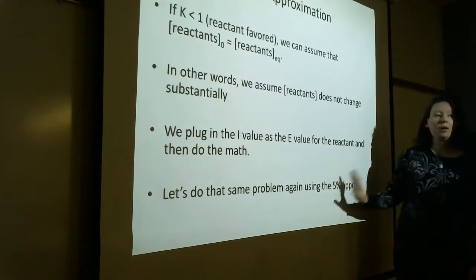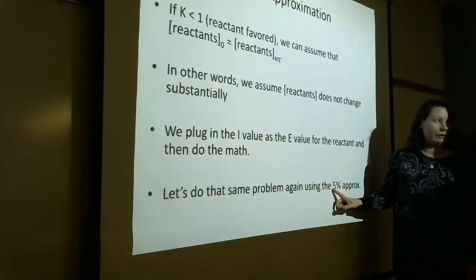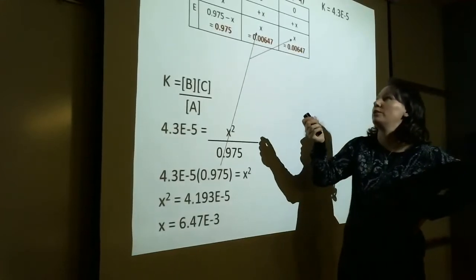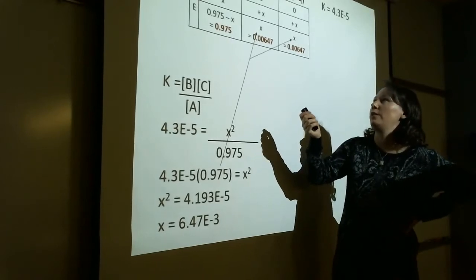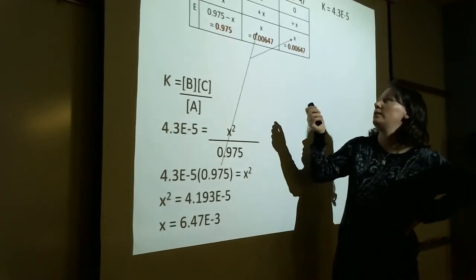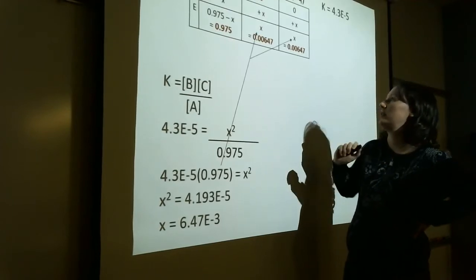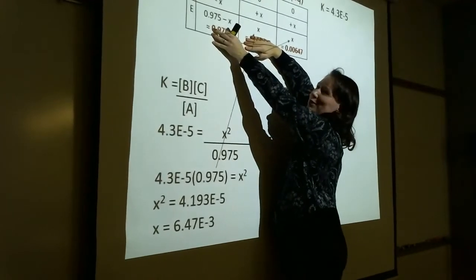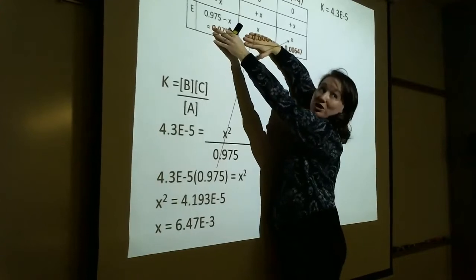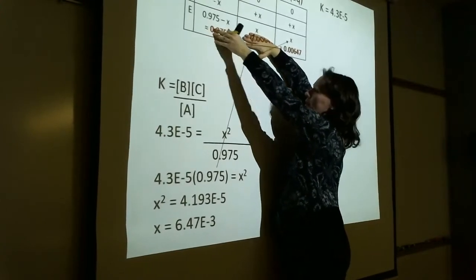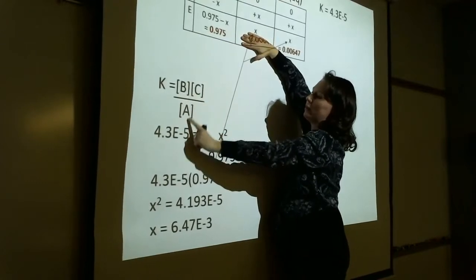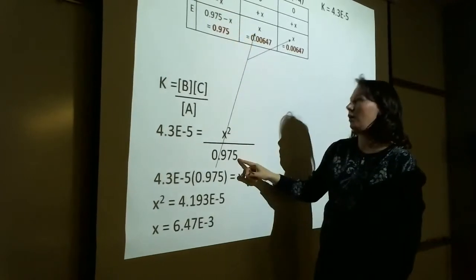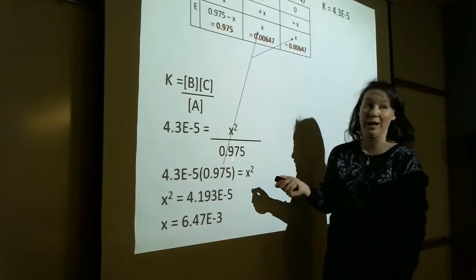So let's do that same first problem again, but this time we're going to use the 5% approximation, see what you get. So if we use the 5% approximation, that means we're taking this value and we're just dumping it right here. Okay, this is still 0 plus x, this is still 0 plus x. So ignore this line right now, because I'm kind of showing you the answers before we do the arithmetic. This is what your ice table would originally look like. Right, now we write our equilibrium expression, K is equal to B times C over A. Right, now instead of plugging in 0.975 minus x, we're just plugging in 0.975, okay?